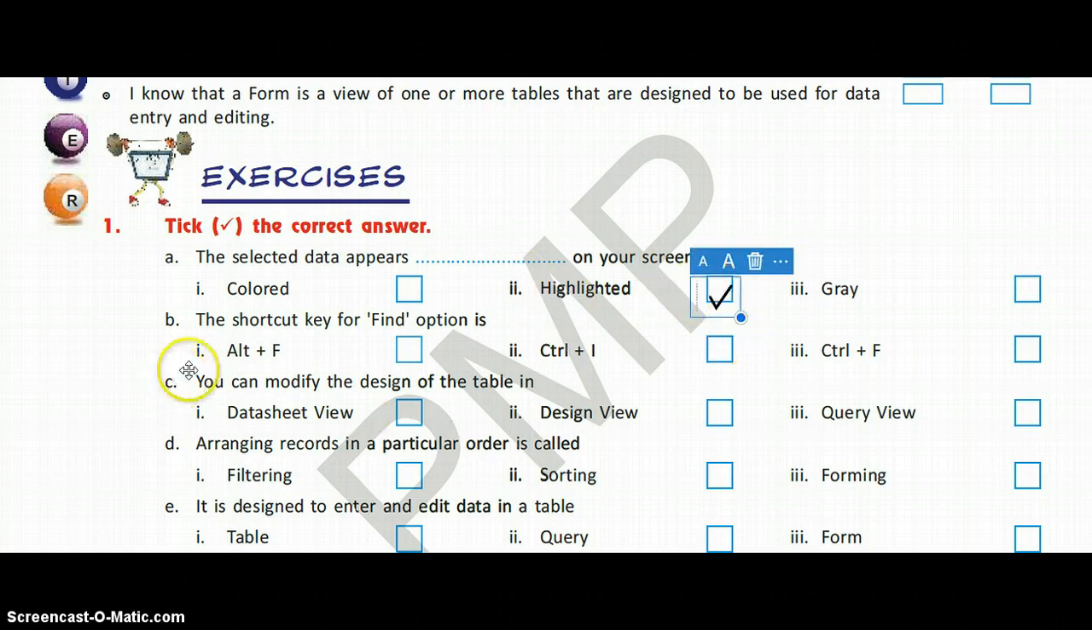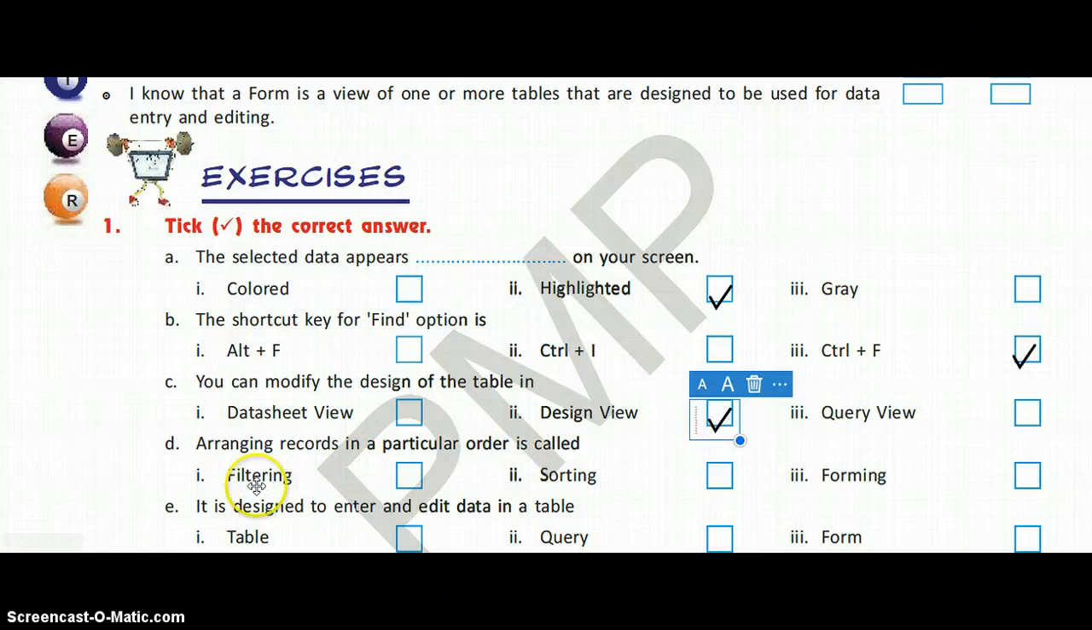Now the next one is the shortcut key for find option is Alt plus F, Control plus I or Control plus F, and we have used this feature, so Control plus F is the correct answer. Now next is you can modify the design of the table in datasheet view, design view or query view, and the correct answer is design view. We design a table in design view only.